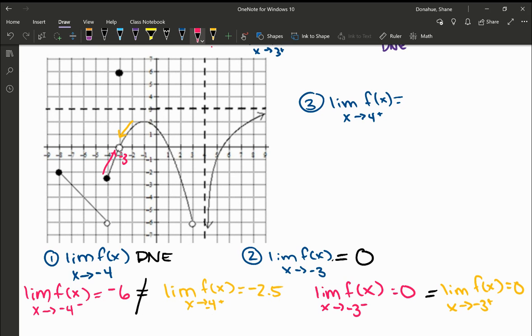Now we have from the right, as we go towards 4. So from the right, as we go towards our x of 4, we are going down forever, right? Down, down, down. So that's infinity, or it does not exist.